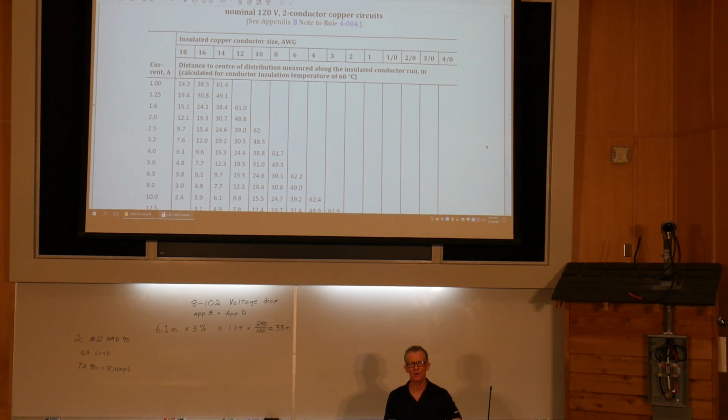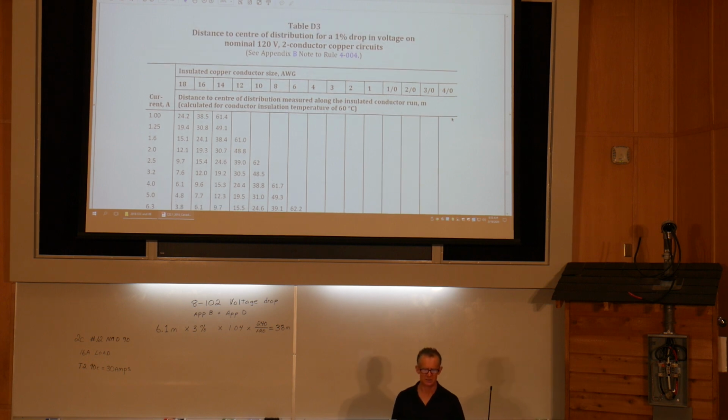All right, so now we're going to do an example of the voltage drop calculation that is in your code book. So if you can open up to Appendix D, Table D3, we'll read the notes and we'll look at the example. I've copied the example that's in your code book on the whiteboard behind me.